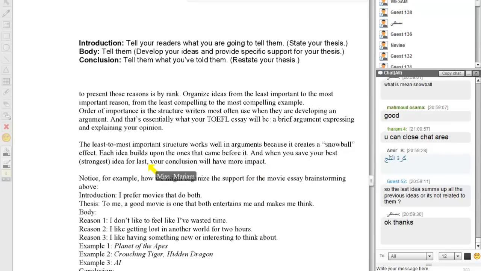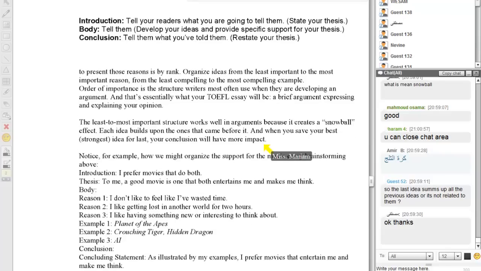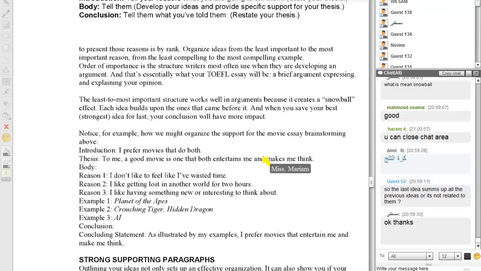Now you have persuaded your readers with your point of view, and then your conclusion will be more effective.